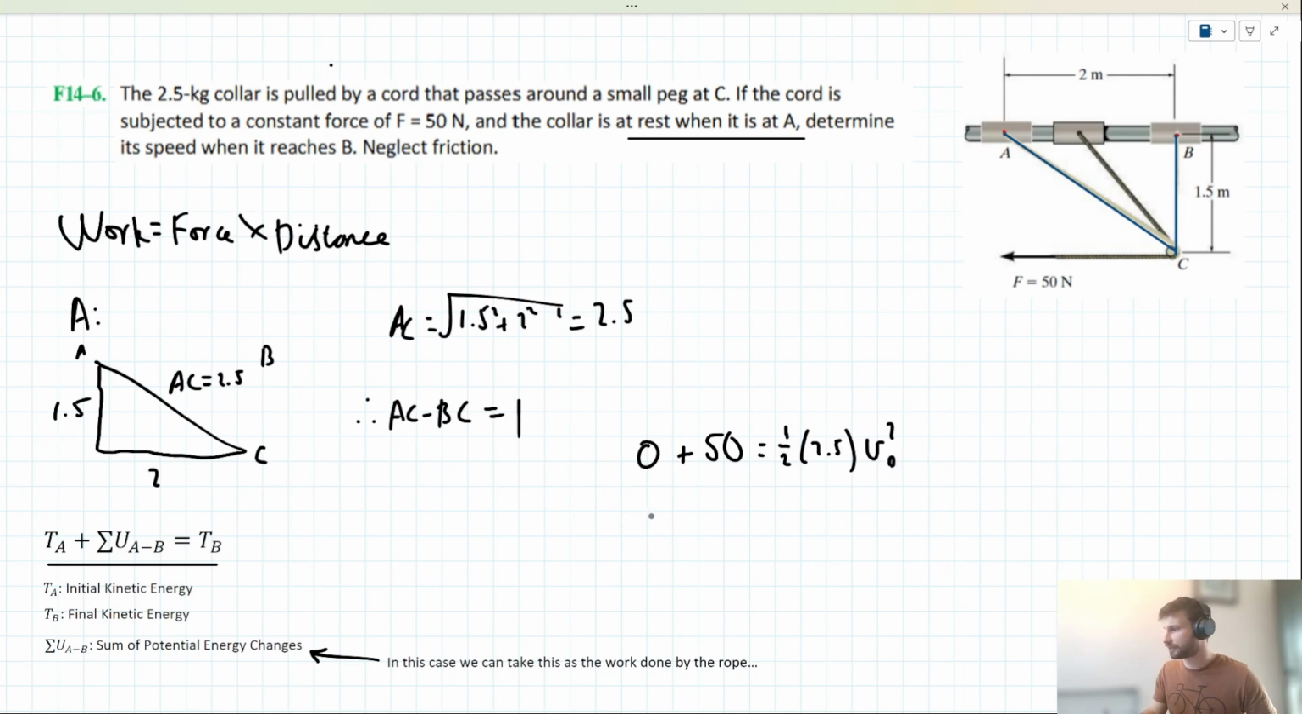We can rearrange this. We can say that V_B is equal to the square root of, well, if you multiply both sides by 2, we'll get 100, and then divide by that 2.5. We have the square root of 100 over 2.5, which gives us a value of 6.32. And this is a velocity, not an energy, so we can say this is meters per second.